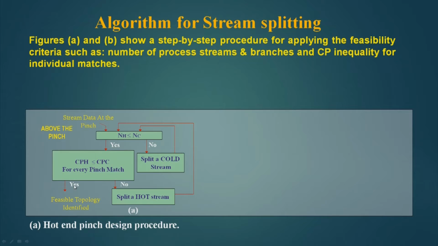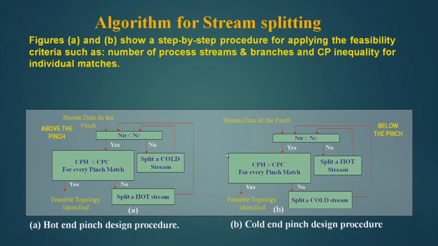and this is repeated till all the rules are satisfied. That is, these two rules, NH should be less than or equal to NC and Cph should be less than or equal to Cpc, both are satisfied. Now, for the below pinch, these rules reverse. Here NH is greater or equal to NC and Cph is greater or equal to Cpc.